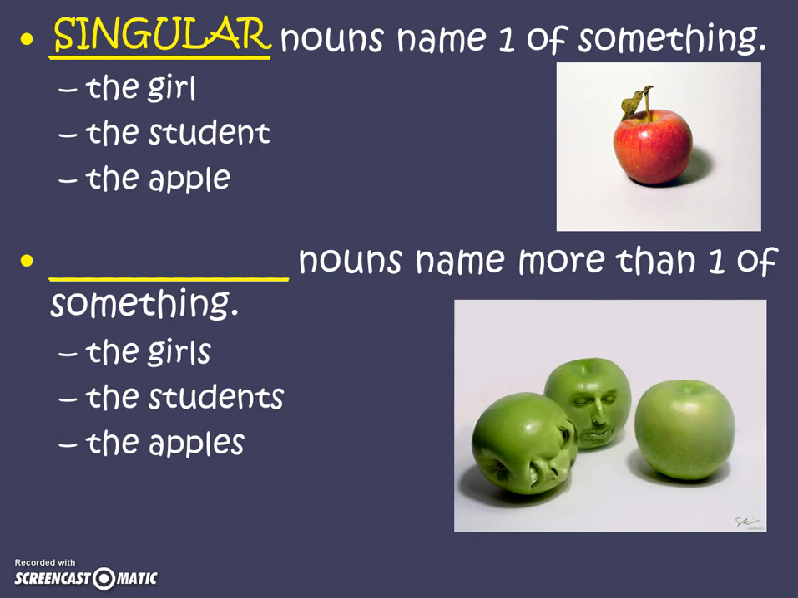Okay. So the next thing that I want to discuss is singular and plural nouns. Not only do we have to look at the gender of a noun, we also have to look at its number. Therefore, singular and plural. Singular nouns name one of something. So it's only going to have one entity or one item. So the girl, the student, or the apple. It's all one thing. Plural nouns name more than one of something. So if you're talking about the girls, the students, or the apples. Okay? So the difference is singular names one of something and plural names more than one of something.